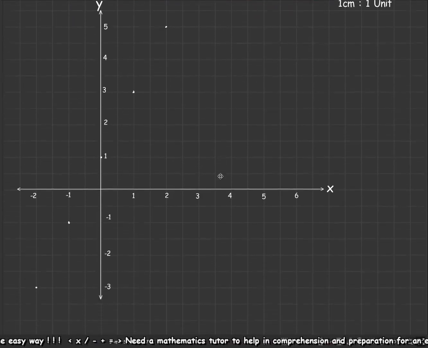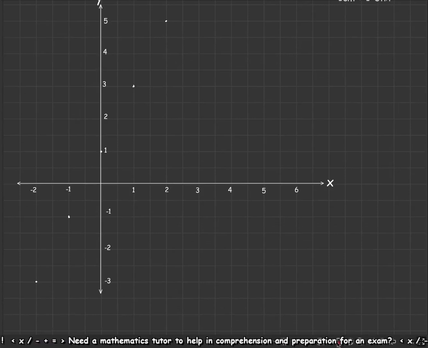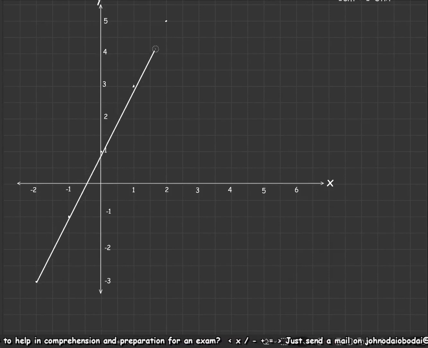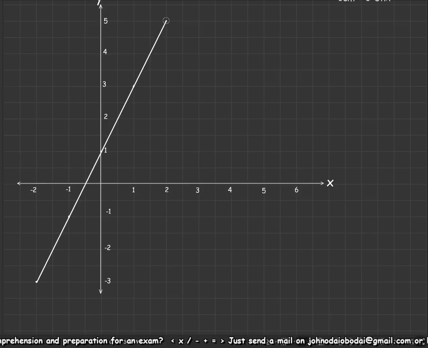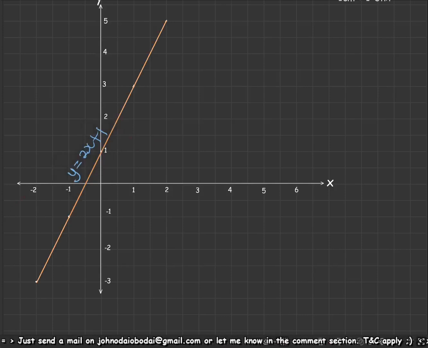After locating your points, you now draw a straight line. My straight line starts from this point here, goes through the other points, and then ends at the last coordinates. If you do it well, you realize that it passes through all the points. So this is the line that represents our equation y equals 2x plus 1. You can then write the equation on the line, so I'm writing it on nicely as you see over there.